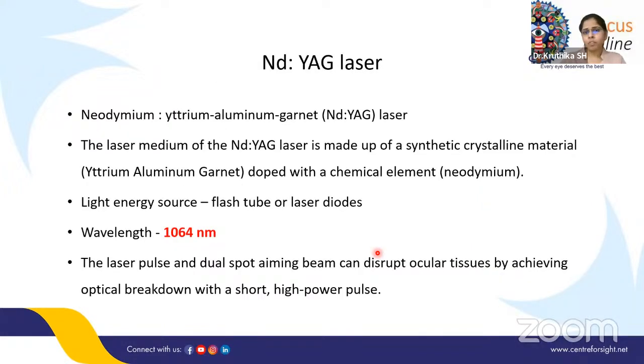Nd:YAG laser, as told before, the full form. The laser medium is made up of synthetic crystalline material, that is yttrium aluminum garnet, which is doped with a chemical element, neodymium. The light energy source used in this laser is a flash tube or laser diodes. The latest ones use laser diodes. The wavelength of this Nd:YAG laser is 1064 nanometer.